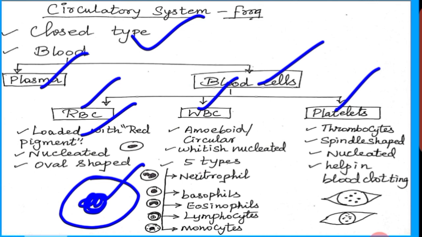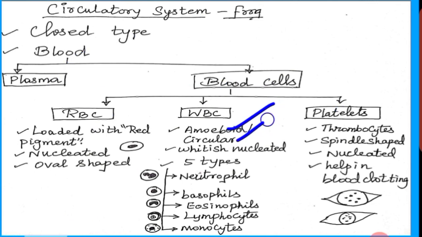What about human and mammalian? We don't have nucleated RBC. Our mature RBC don't have nucleus at all. But in frog, RBC is nucleated type. That means it has nucleus. It is oval in shape.